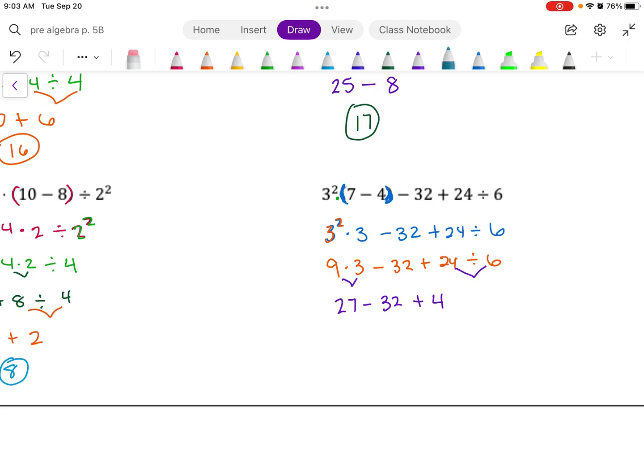Well, now we just have addition, subtraction left over. So 27 minus 32, okay, so 27 is smaller than 32, which means we're going to get a negative number. And 27 minus 32 is -5. Plus 4, -5 plus 4 is -1. And there's our answer. So again, whenever we're evaluating with our order of operations, you just want to remember PEMDAS. Okay? Parentheses, exponents, multiplication, division from left to right, and then addition, subtraction from left to right.